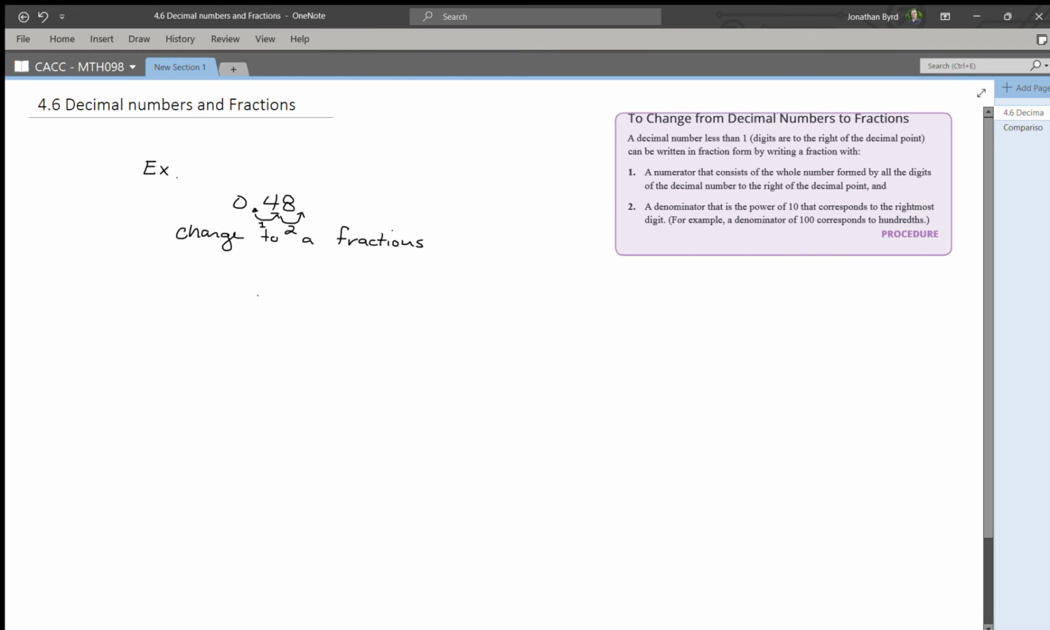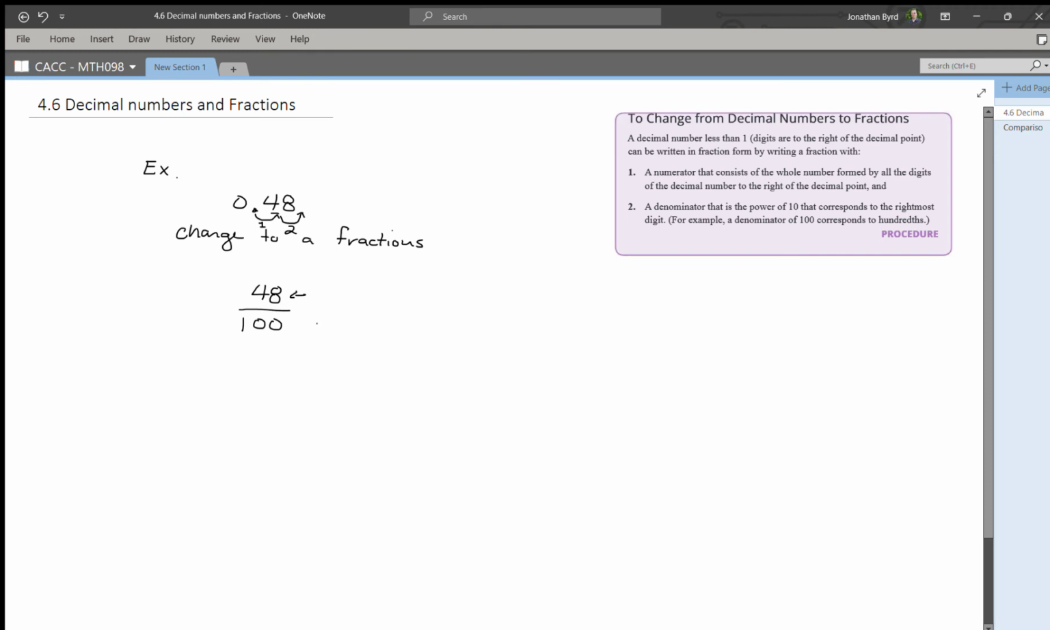Okay, so the numerator of the fraction will be the whole number part that I get, 48. And the denominator will be a 1 followed by however many places I moved. So it'll be, in this case, 1 followed by 2 zeros. And yes, if you look at their definition, the numerator consists of the whole number that is formed by the digits to the right of the decimal place. So that's 48. Okay, I've got 48 as the numerator.